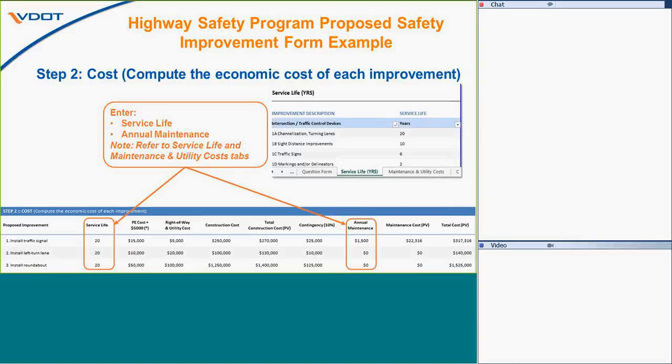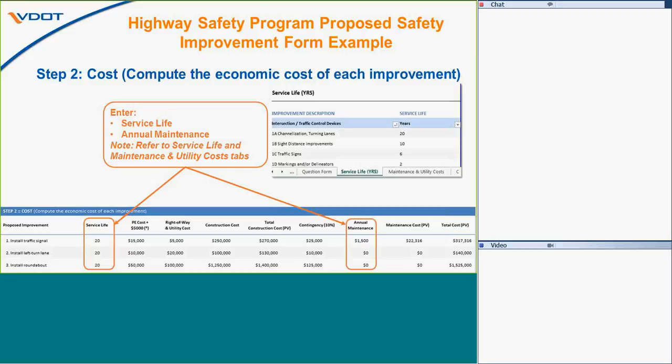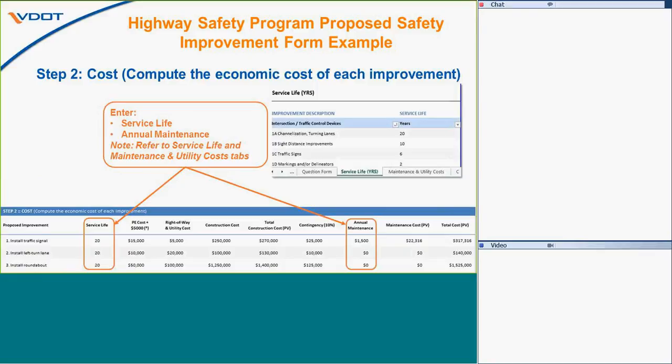Then enter life and annual maintenance. And there are sheets that are included with the HSIP application that provide information on those two entries. What's calculated there is the rest of the things. Contingency and total cost is calculated based off of your entries to come up with a present value of the total cost for the treatments that you selected.